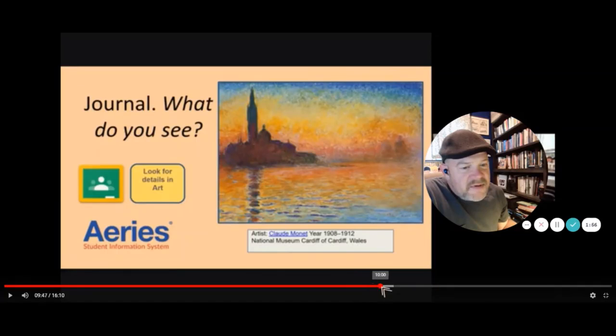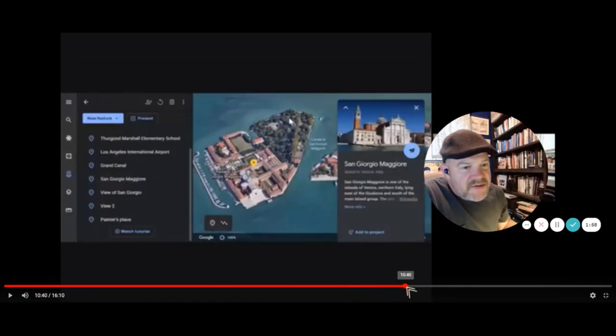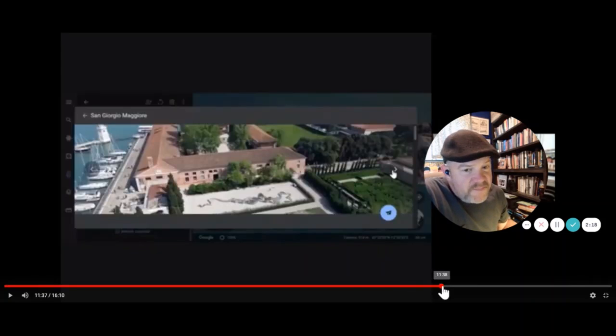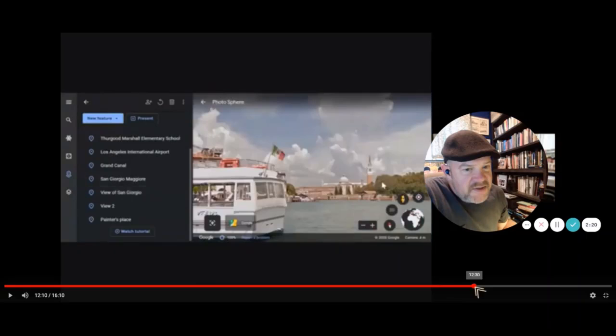Then I brought to them the next steps. I went ahead and showed them San Giorgio Maggiore. It used to be a monastery, and at first, the students didn't catch that this is the same structure that was in Claude Monet's painting. But as we went through, they gradually started to see.